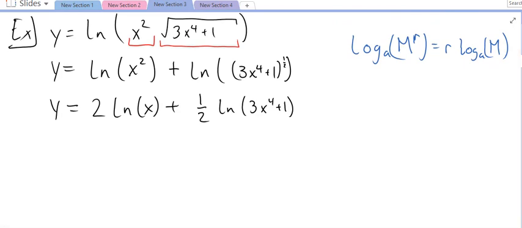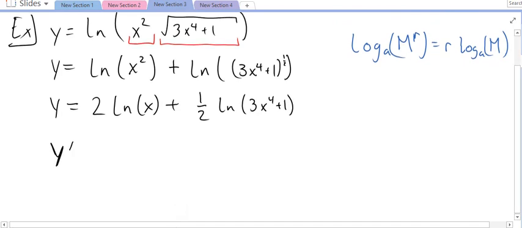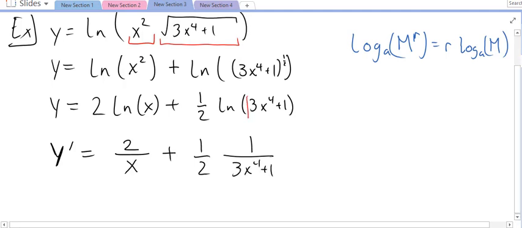So now if we go ahead and take the derivative of this thing, y prime, so 2 is going to stay the same because that's just a constant, and then 2 times the derivative of the ln of x, so that's 2 over x. And then for the other one, we'll have 1/2 times 1 over 3x to the fourth plus 1 times the derivative of this inside here. So derivative of 3x to the fourth is just going to be 12x cubed. And here we are done with our derivative.